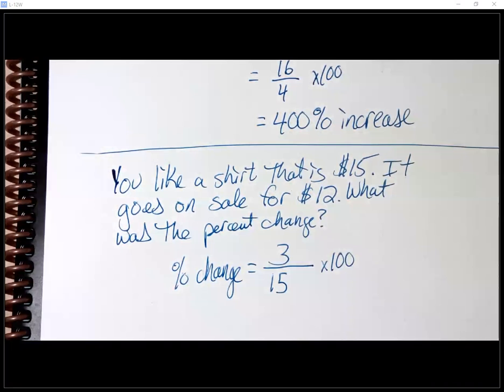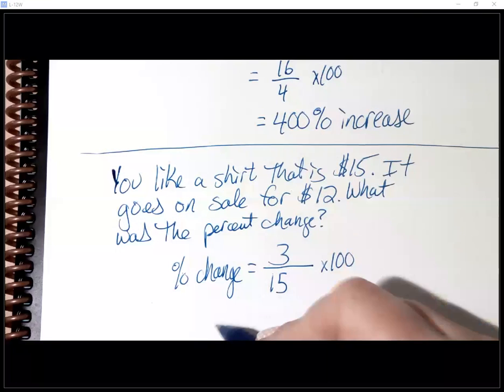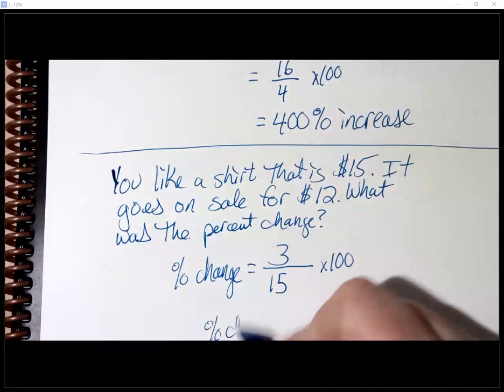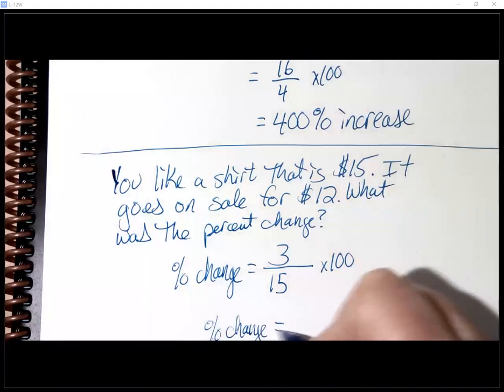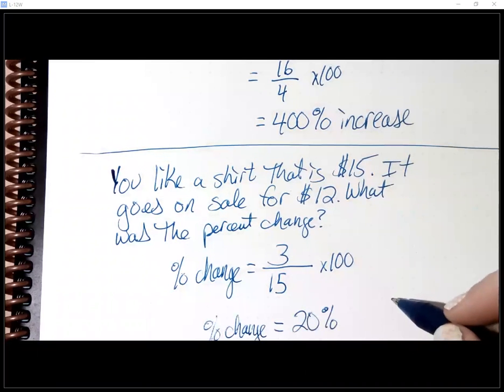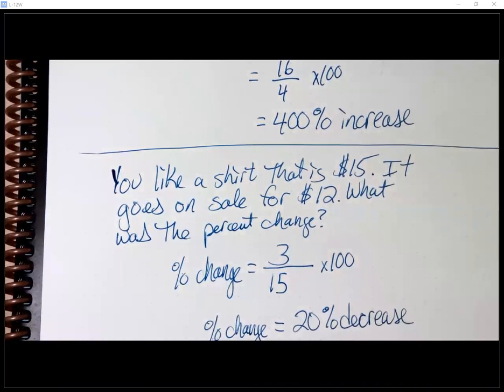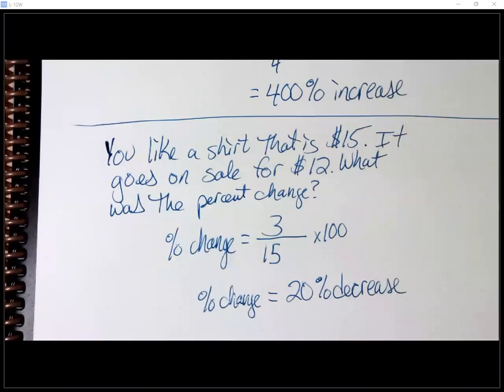So we'll just grab our calculator. 3 divided by 15 times 100. Oh, 20%. Now, is this an increase or a decrease? Yes, it went down in price. So that's it. So you just take the difference in price divided by the original price times 100.